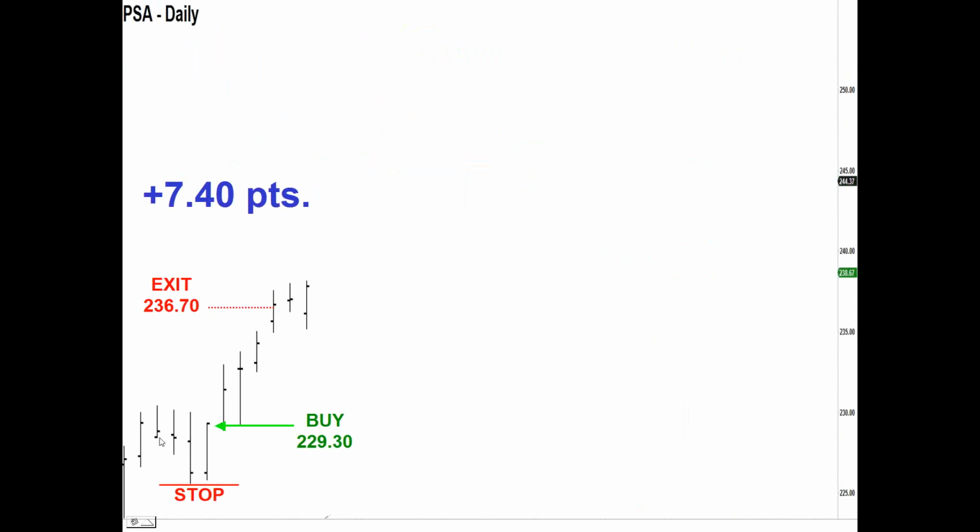Now here was the buy setup right here. I know we don't have the 50 period, but you can just barely make it out. We are above the 50 period, so we're on the right side. Here's the buy signal. And in just about 3 or 4 days, you exited with a nice nearly 7.5-point gain.